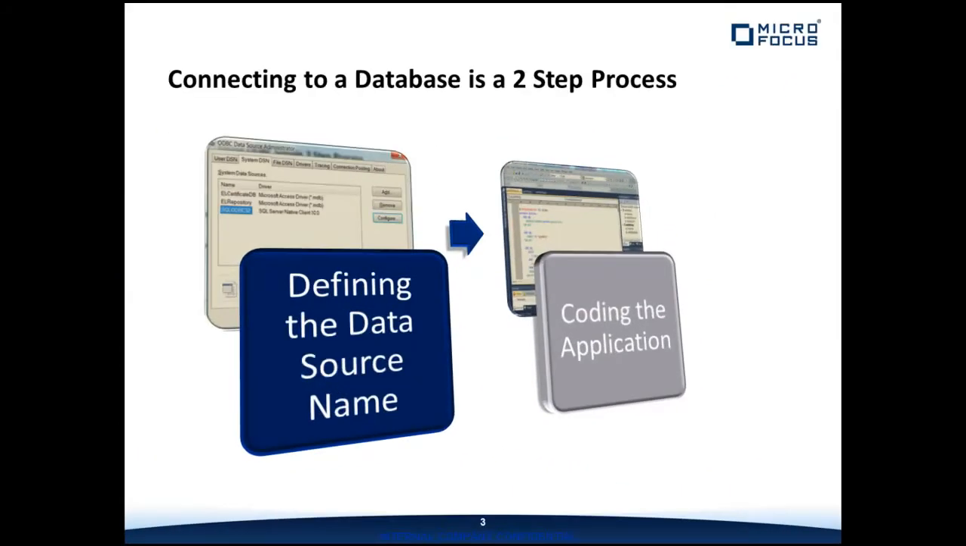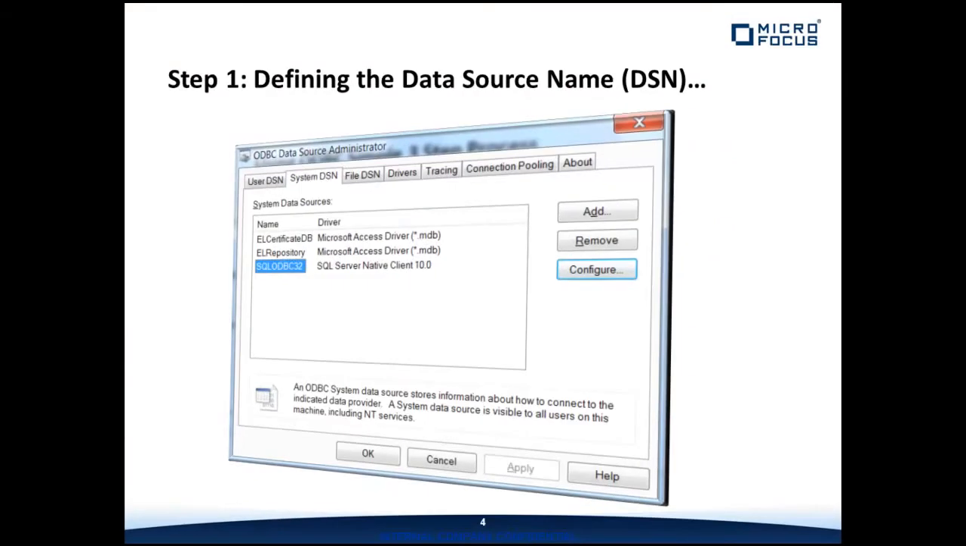Connecting to a database in Visual COBOL is a two-step process. The first step is to define a data source name, which provides the necessary connection information. Step 2 is to code the connection into your application. So step 1, defining the data source name, or DSN.